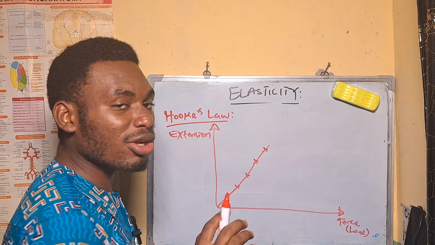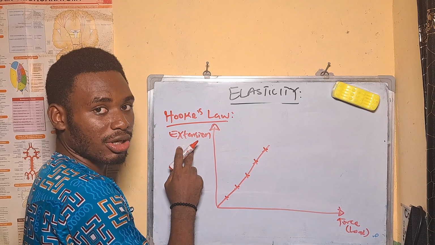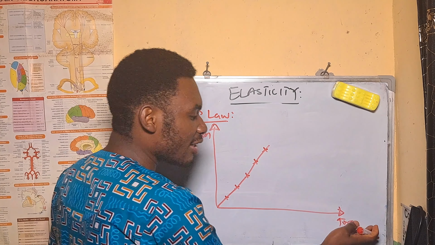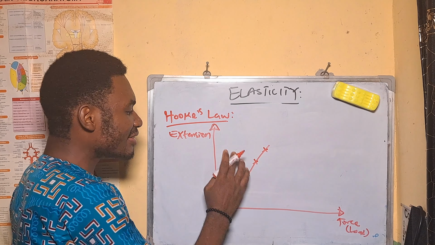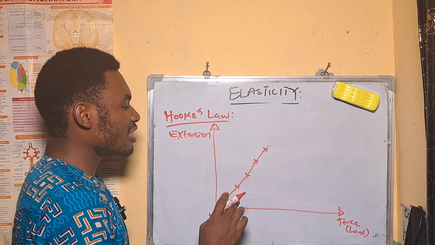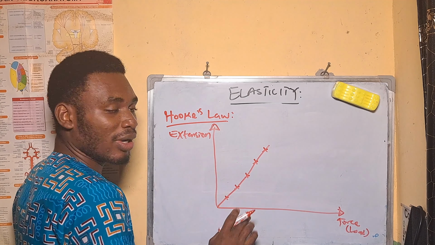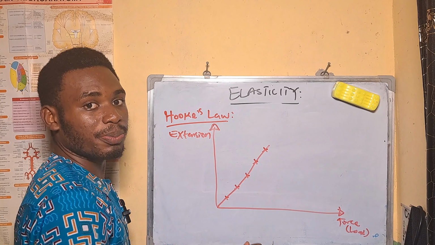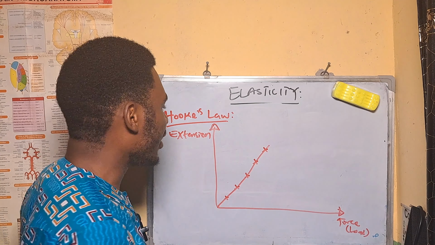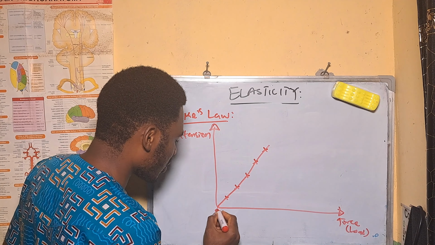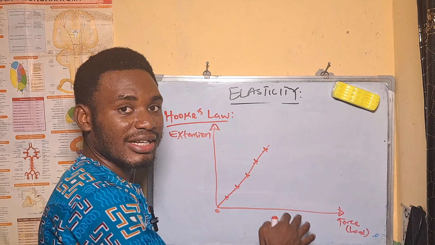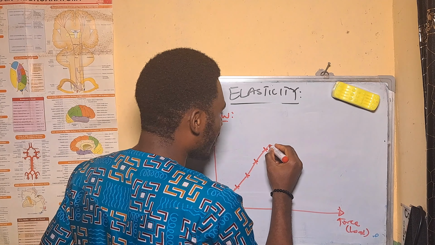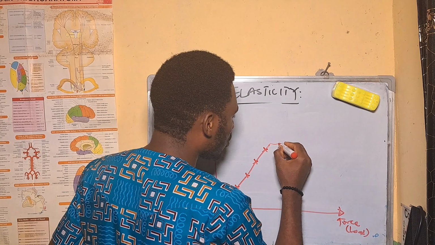Nice. So if you plot a graph of extension of an elastic material against the applied force, you are supposed to have a straight line graph. This straight line graph postulates that the relationship is directly proportional. Nice. So this is our initial point. If you further increase the force in the elastic material, up here, you're going to have some curves.